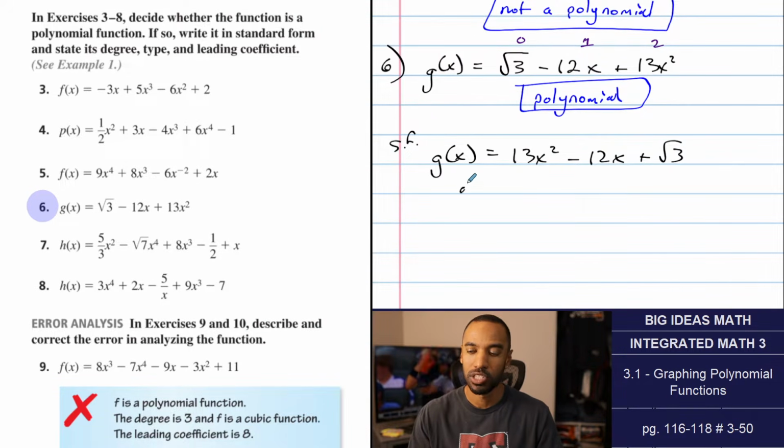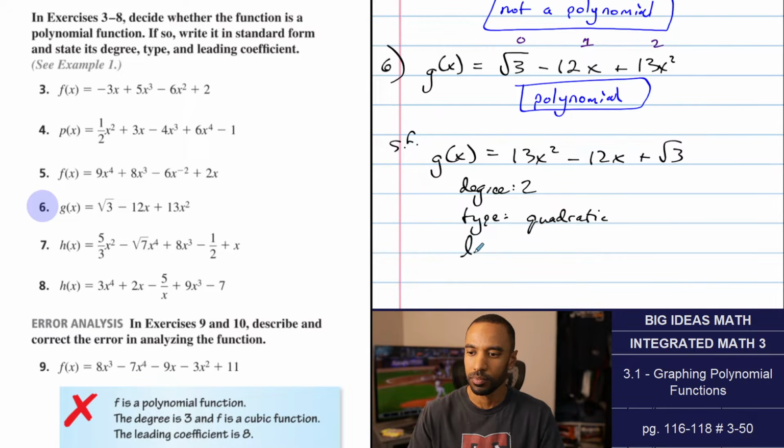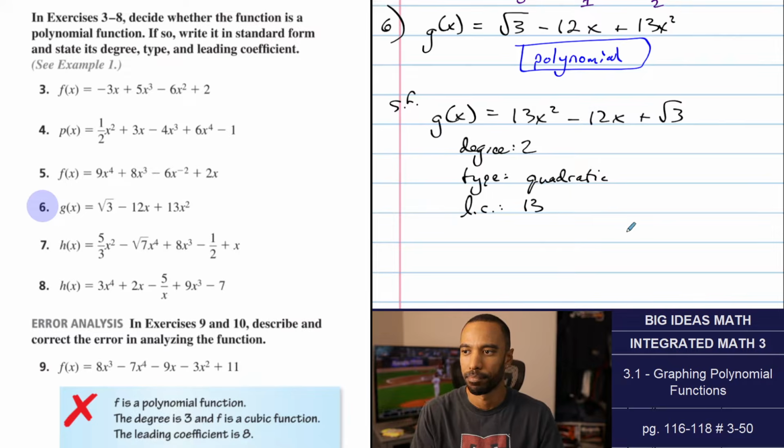It's a quadratic. It's a degree 2, and the type is a quadratic. Don't forget those ones, right? Don't forget the ones you should already know. You know what I mean? Leading coefficient is 13. Positive 13. Okay, number 7.